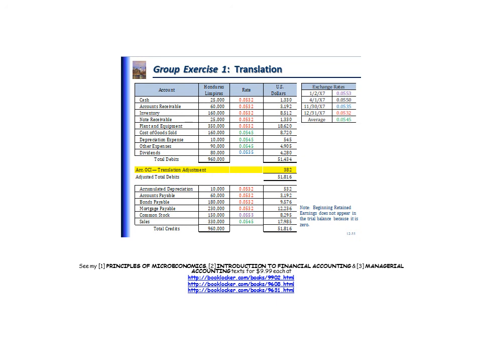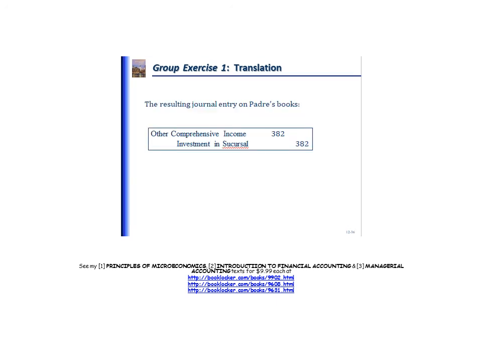Hope this makes sense and helps you out a little bit. There's the journal entry: debit other comprehensive income and credit the investment in Succursal.